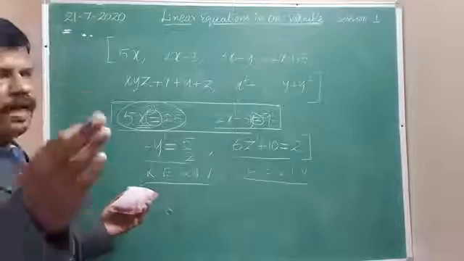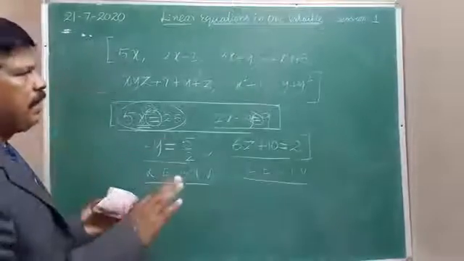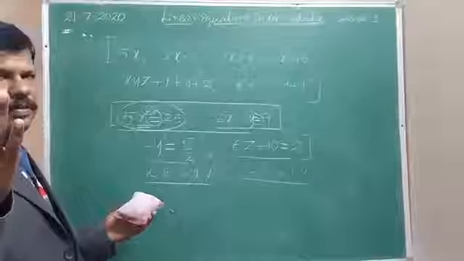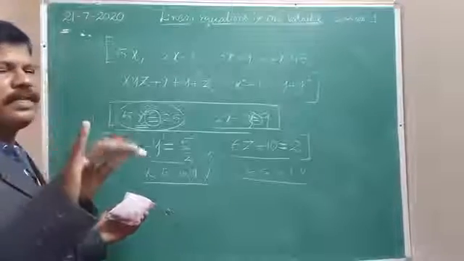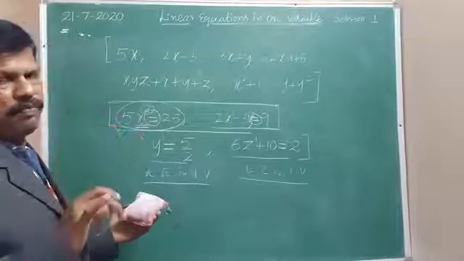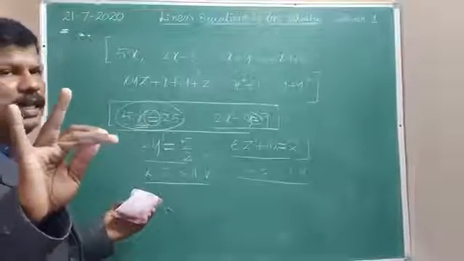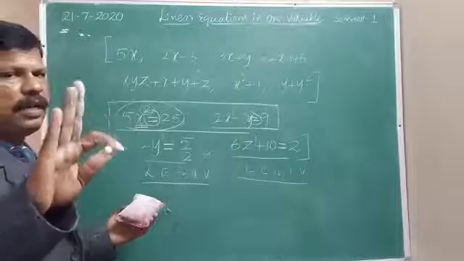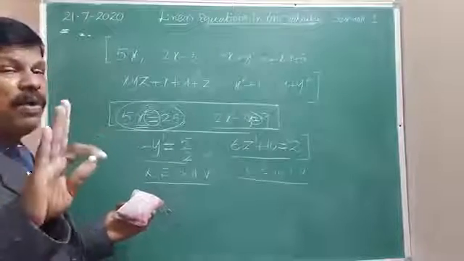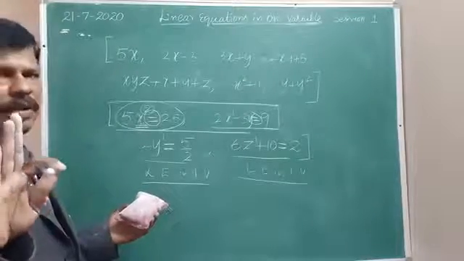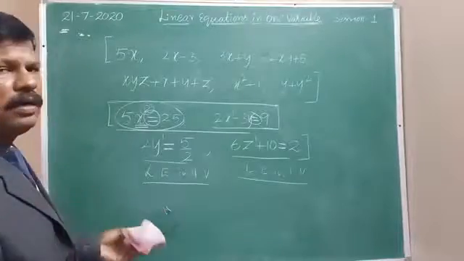So, your aim is to recognize three things. Which are the three things? One is the equal sign. Second is the variable: how many variables are there in the equation? And third, look at the power of the variable. Clear?